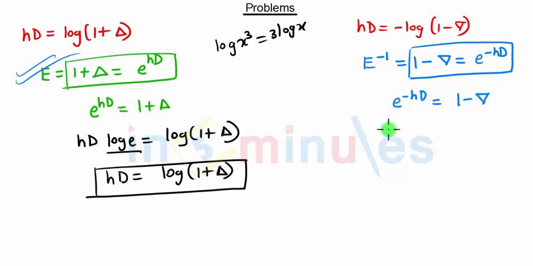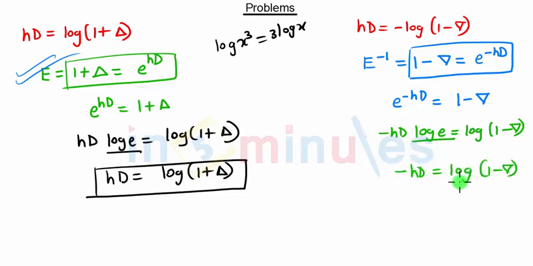So e raised to minus hD, we can take the log again. So we will get minus hD log of e is equal to log of 1 minus inverted delta. What is log e? Log e is 1. So minus hD is equal to log of 1 minus inverted delta. So hD will be minus of log of 1 minus inverted delta. So this is the proof.